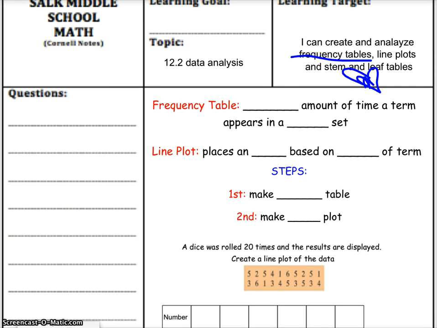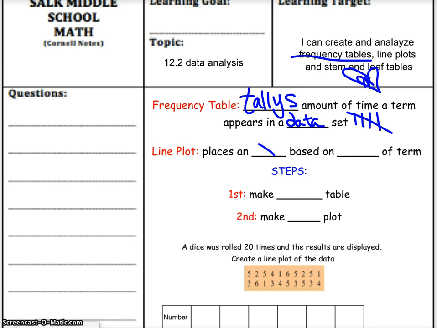Okay, a frequency table tallies the amount of times a term appears in a data set. When I say tally, I mean 1, 2, 3, 4, 5. That's what I mean by tally. You tick off how many times it appears. And if I tally and analyze the frequency of a term, I then can create a line plot.